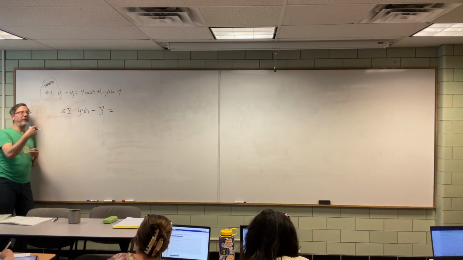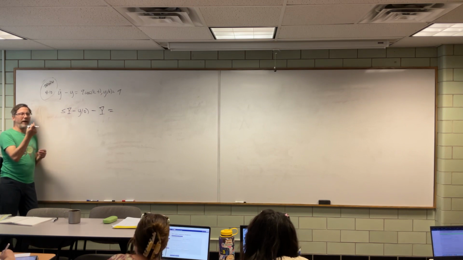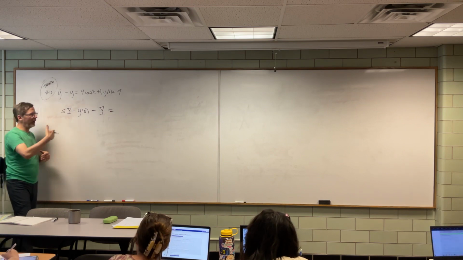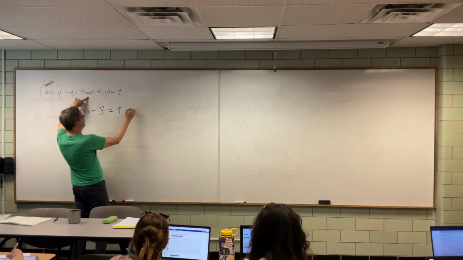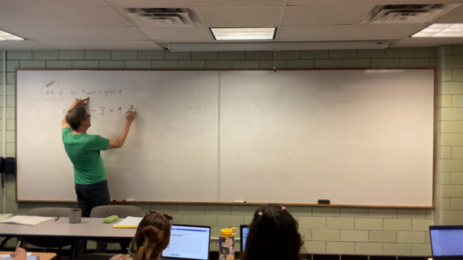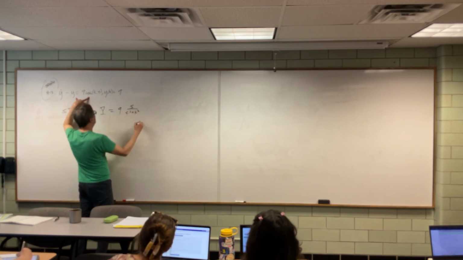Are you finding that this is getting easier, like you're recognizing the forms? And then this side here is going to be 9, and that's cos, so an s goes on top. s squared plus k squared.